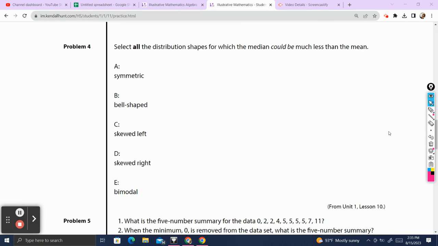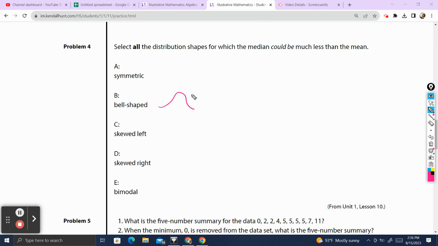Problem number 4. Select all the distribution shapes for which the median could be less than the mean. So, in a symmetric distribution, is there a possibility that the median is less than the mean? Actually, if it's perfectly symmetric, which we're going to assume in this case, the median is going to be the same as the mean. In a bell-shaped distribution, a bell is also symmetric, so the median is also going to be the same as the mean.